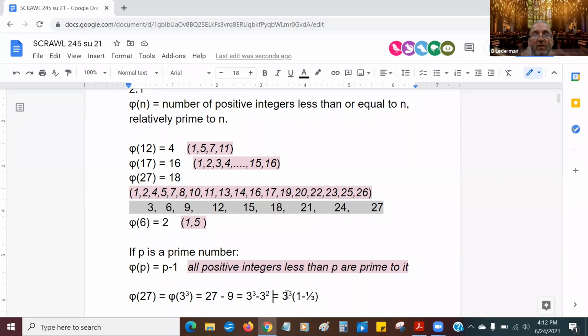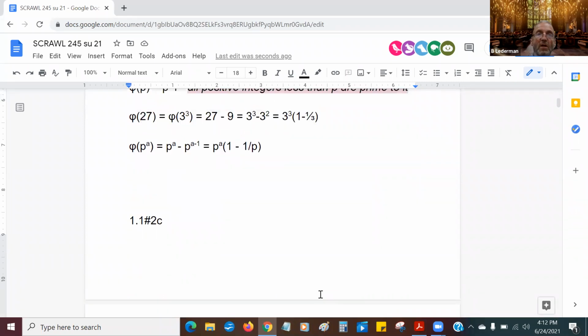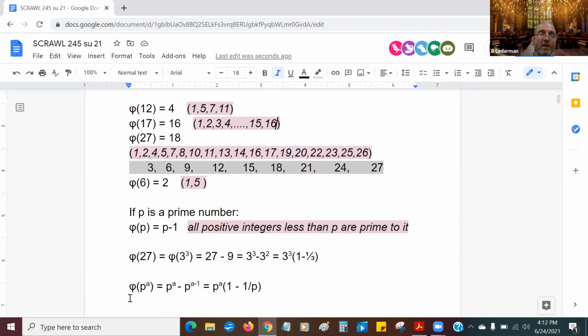If I factor out 3 to the third, I get 3 to the third times 1 minus 1 over 3. Now, why do I do that? Because that gives us the general formula. The general formula here is that phi of p to the a, where p is a prime and a is any exponent, a positive integer of course, is going to equal p to the a minus p to the a minus 1. In our case, it was 3 to the third minus 3 to the second, and I factor out the p to the a, and I get p to the a times 1 minus 1 over p.